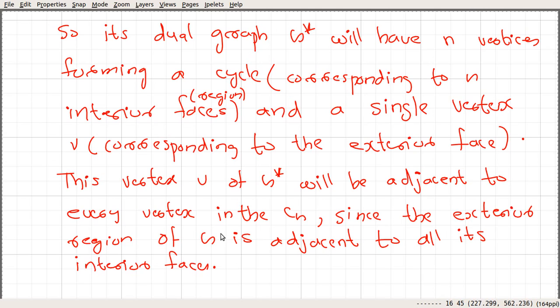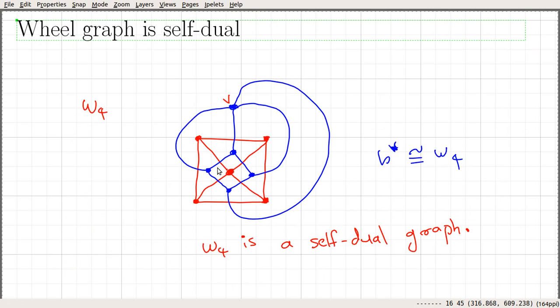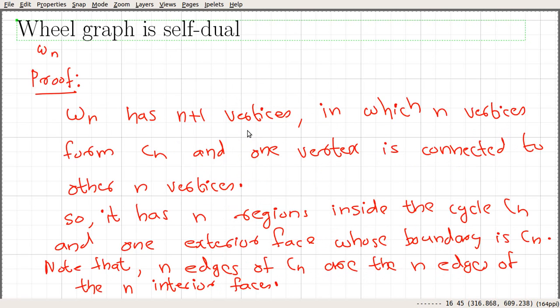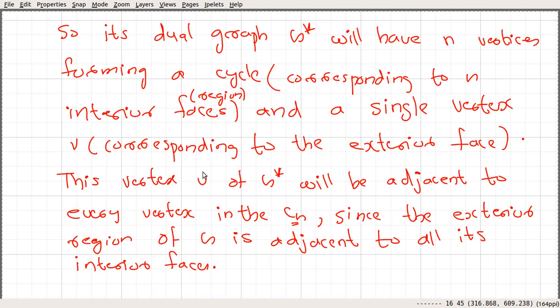So we have this Cn, and that vertex V is connected to all other vertices of this Cn. So it looks exactly similar to Wn. That's what we saw here. If you look here, we have this Cn and this vertex. This vertex will correspond to this thing here, and we can see that this vertex is connected to these vertices. Similarly, this V is connected to these vertices. And that says G star is isomorphic to Wn.